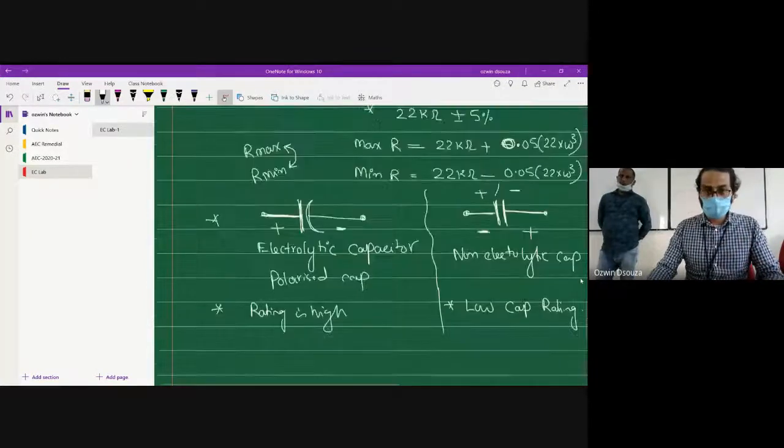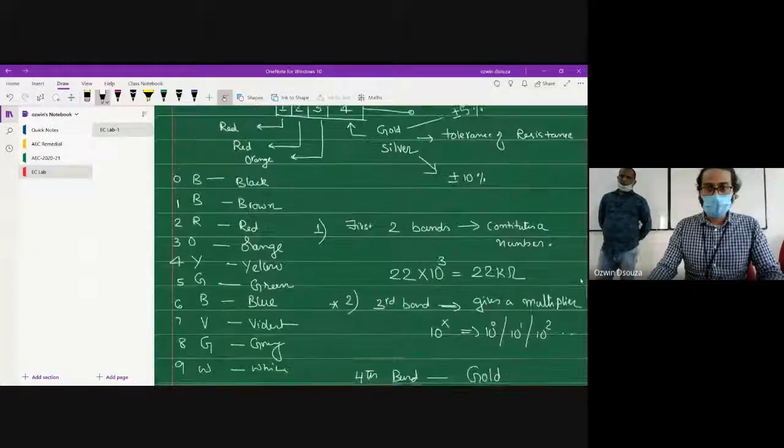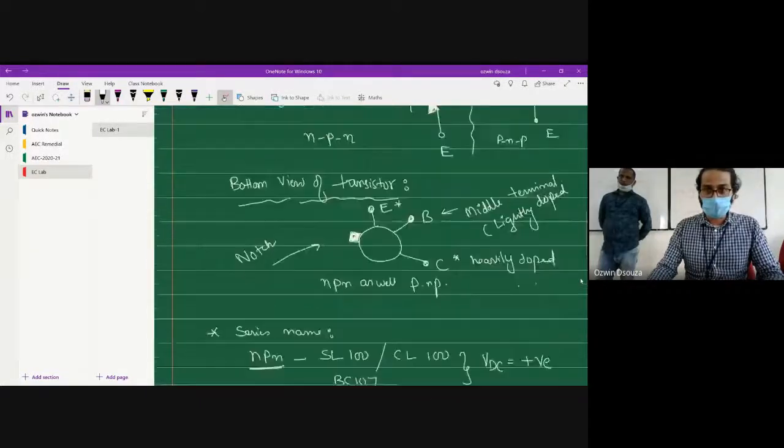Inductors I haven't spoken about. That's okay. When it comes eventually, let us talk about the inductor.